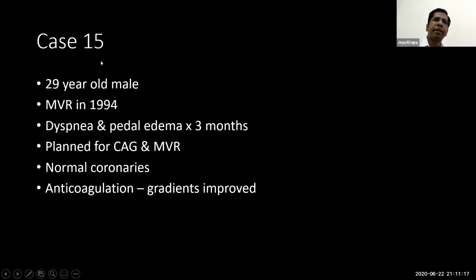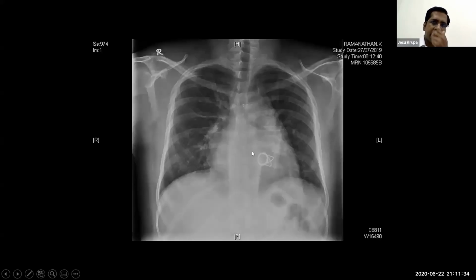This is probably the final one. A 29-year-old male, MVR done in 1994, with dyspnea and pedal edema for 3 months. He's had coronaries, everything done, and that is it. So he comes with dyspnea, and that is the Starr-Edwards valve, which was implanted in 1994. You can see the ball and cage nicely.